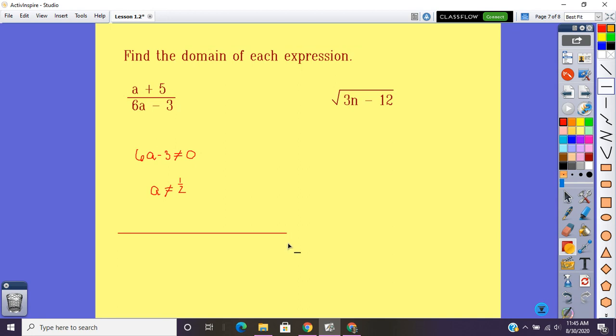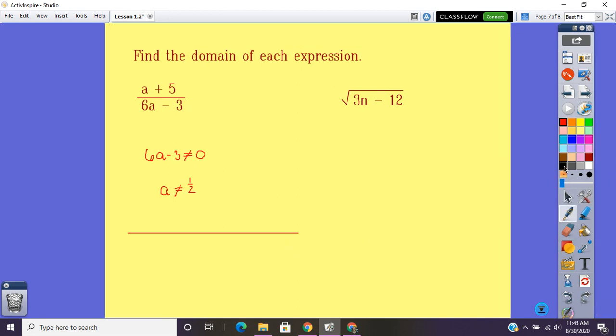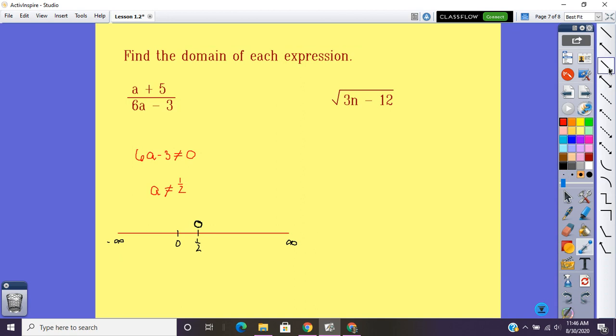So let's kind of see what this looks like on a graph, because that's kind of the fun part. Once again, here's our 0. Half is somewhere to the right. Then we have a positive infinity and a negative infinity. And you don't have to write the infinities. That's just to kind of help us visualize things. So a does not equal 1/2. That means it cannot be this. So we have an open circle, but the fun part about this is it can be anything else. That means I can be bigger than that, and I can be smaller than that. So I can be everything but that.